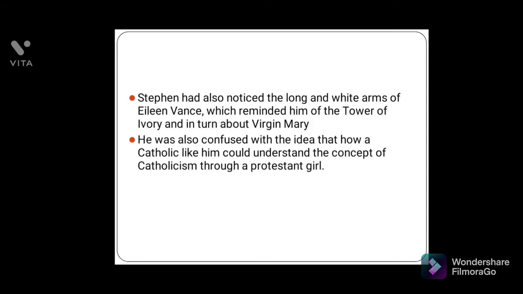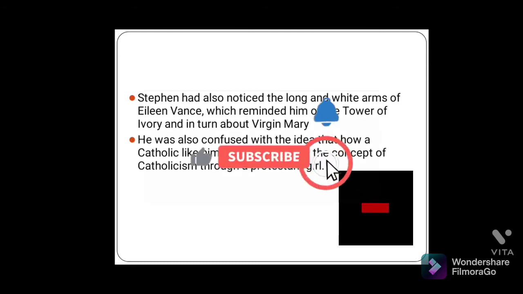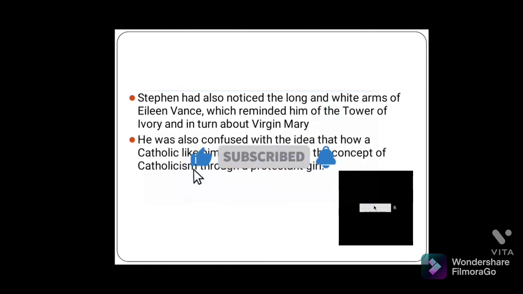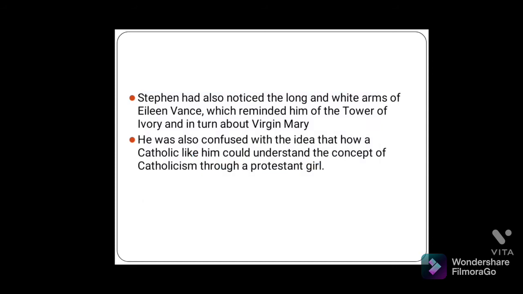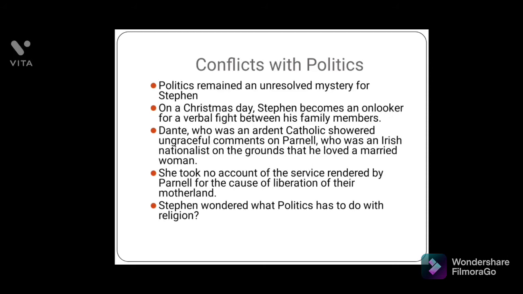Stephen had also noticed the long and white arms of Eileen Vance, which reminded him of the Tower of Ivory and in turn of Virgin Mary. He was also confused with the idea of how a Catholic like him could understand the concept of Catholicism through a Protestant girl. The Tower of Ivory is actually a term used in the Holy Litany, the prayer of the Catholics, which is a reference to Virgin Mary. So he becomes confused about why he is reminded of Virgin Mary when he sees the hands of Eileen Vance, who is a Protestant girl. How can he understand Catholicism through a Protestant girl?